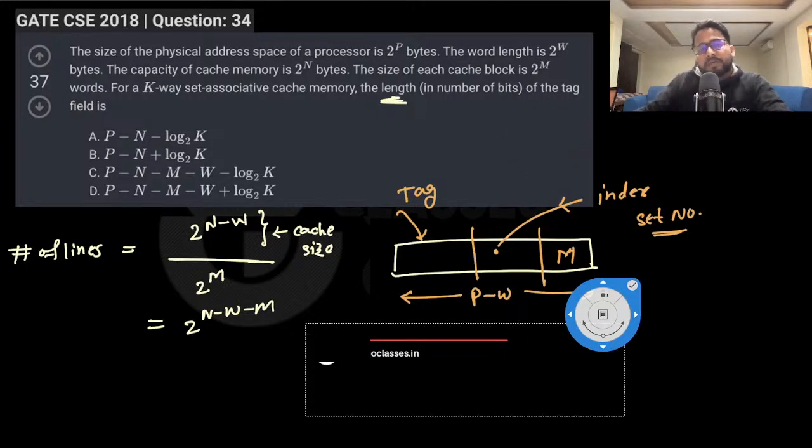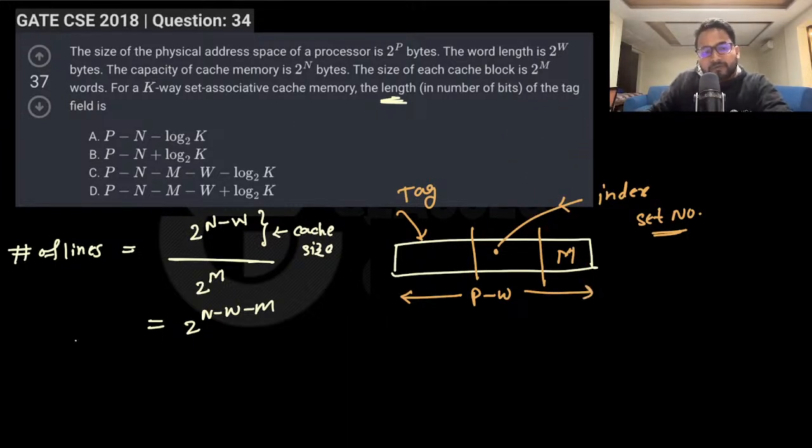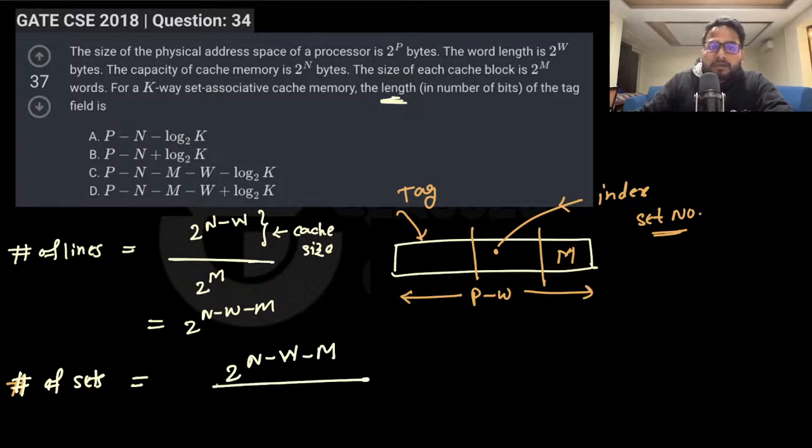Okay, that's easy only. They are just having some confusion just because they have given n, w like this. Now tell me number of sets. Just go step by step. Okay, number of sets. What are the number of sets? Number of lines, n minus w minus m, divided by the associativity, which is k. It will be divided by 2 power k or it will be divided by k. Tell me. It will be divided by k or it will be divided by 2 power k.